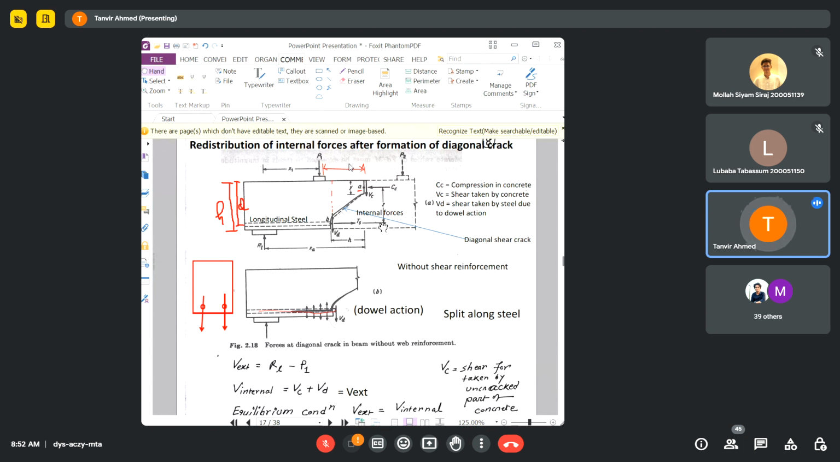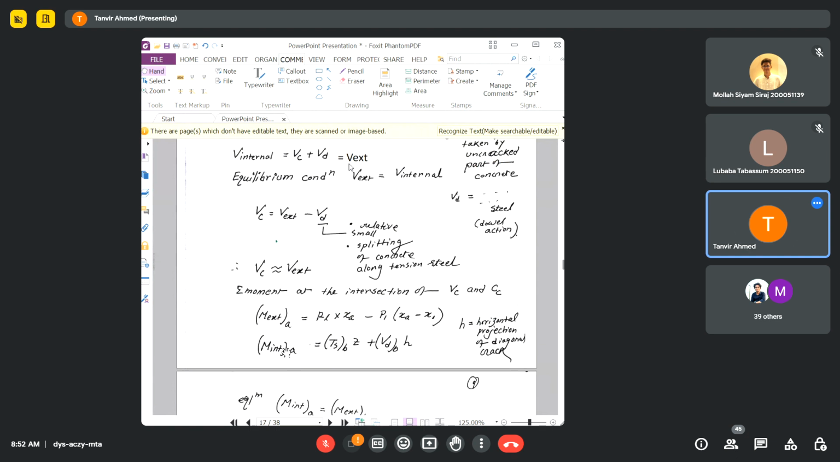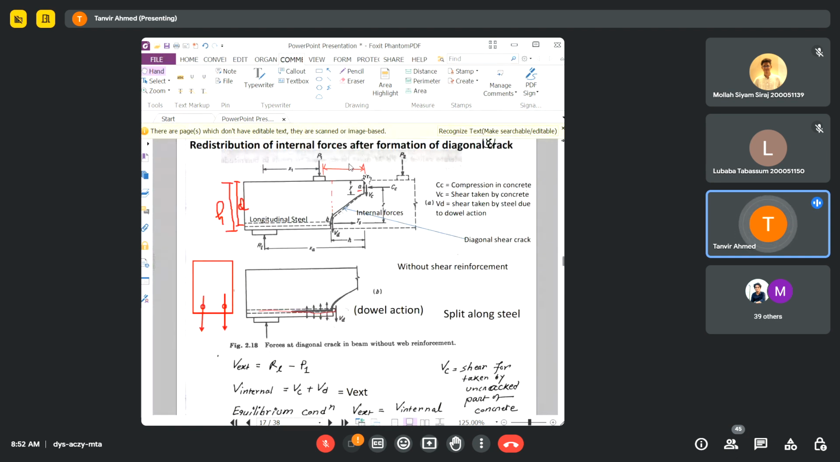Internal moment will be what? If you take the internal moment at point A, say for example, in that case, because these two forces VC and CC, they are working at point A, because of these two forces the moment will be 0. The other two internal forces are TS and VD, so these two will create the internal moment at point A.